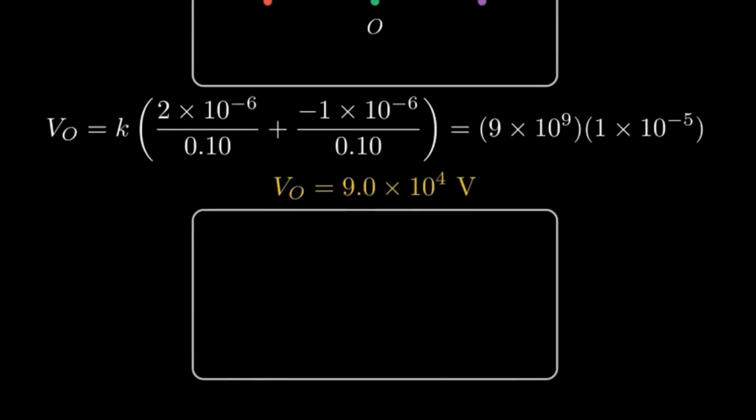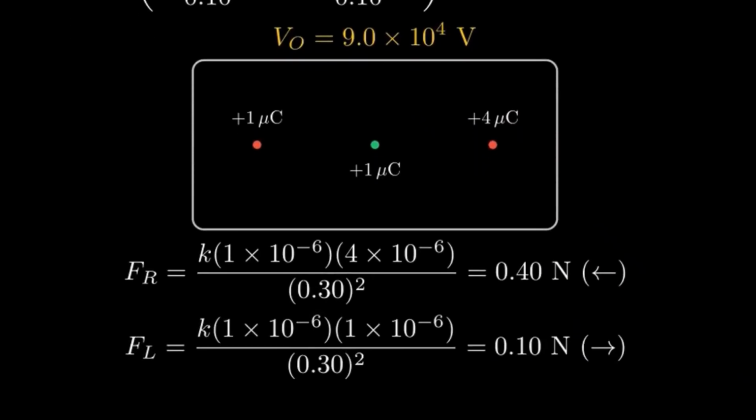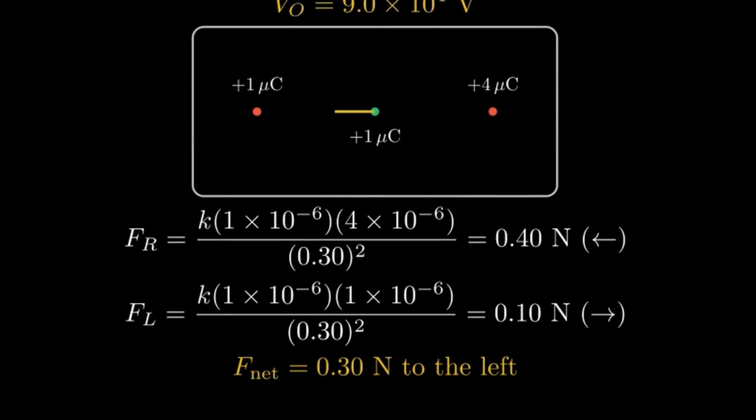Problem 7. A plus 1 microcoulomb charge is at the origin. There is a plus 4 microcoulomb at plus 0.3 meters and a plus 1 microcoulomb at minus 0.3 meters. Find the net force on the central charge. We place the three charges on a line. Compute magnitudes. F from the right is 0.4 Newton to the left. F from the left is 0.1 Newton to the right. Net is 0.3 Newton to the left.